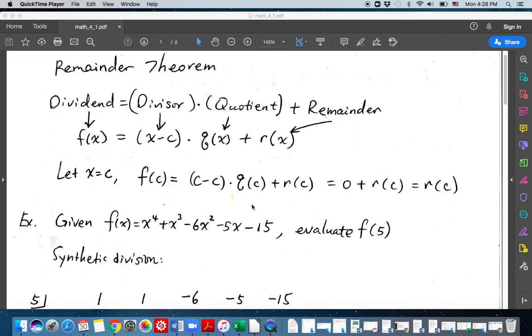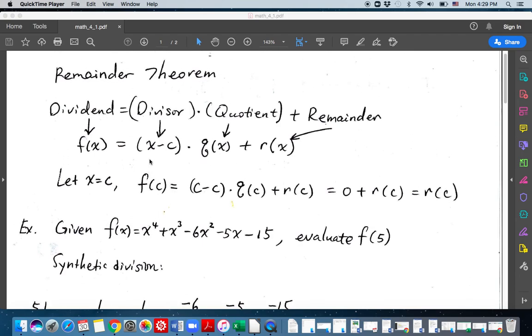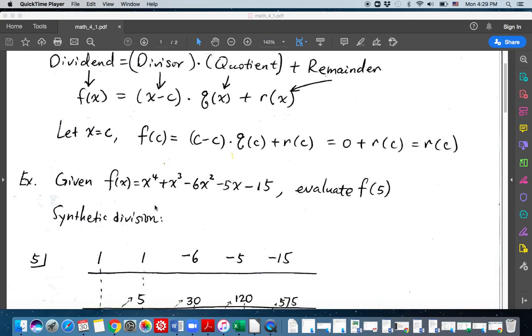So this gives us another tool to evaluate the function, instead of substituting x with a specific value and evaluating the function with the original form. We can simply evaluate the function value at this specific number by determining the remainder we would get if we divide the polynomial by a linear factor with c being that number. Okay, so let's see how this is going to work.